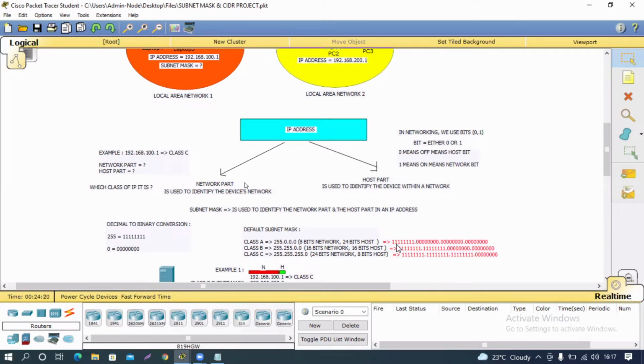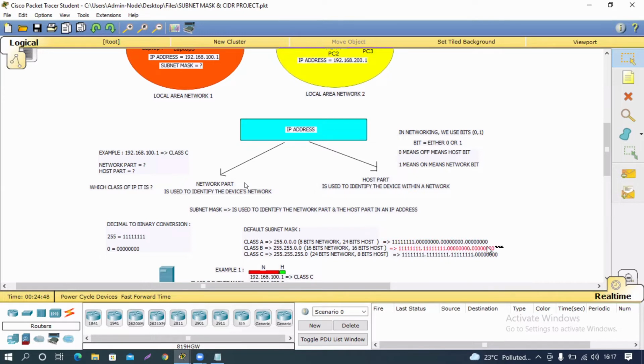So over here you are seeing 8 ones, right? 8 ones means what? How many network bits? 8 ones means 8 network bits. Right. 8 ones means network bit, right? And how many zeros were you seeing in total? Total 24. So 0 means what? Host bits, right? So 8 network bits and 24 host bits.